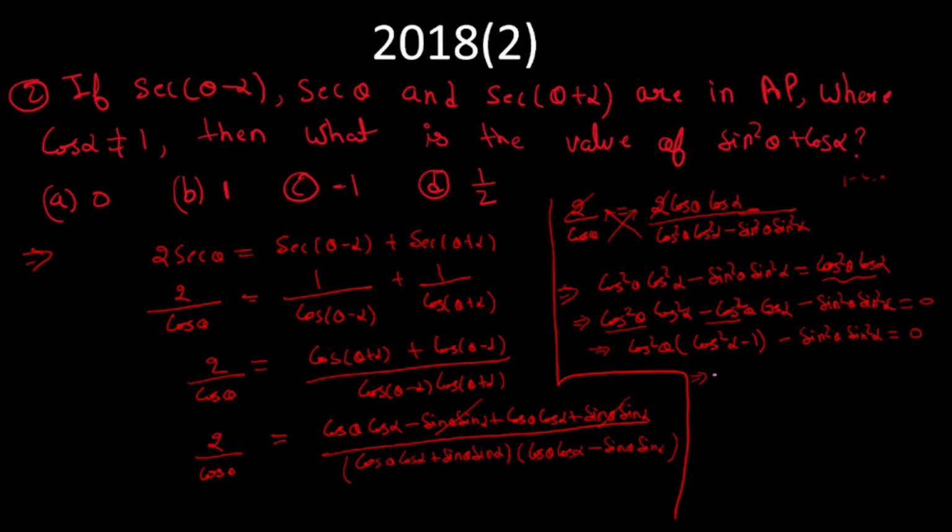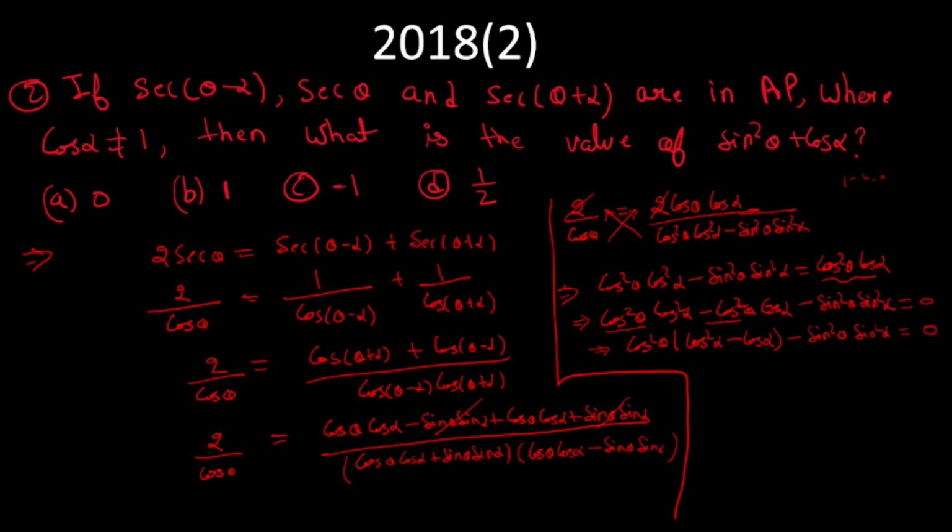Sir, here there is cos alpha and here there is cos square alpha, so where did the cos alpha go? Yeah, sorry for that. Thank you, Manish. Yeah, sorry, what we did here was wrong.